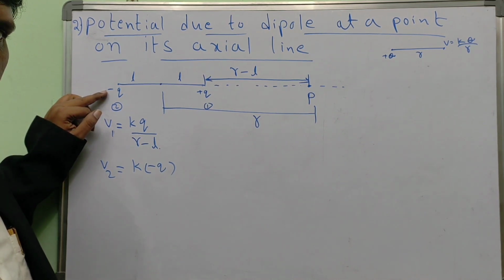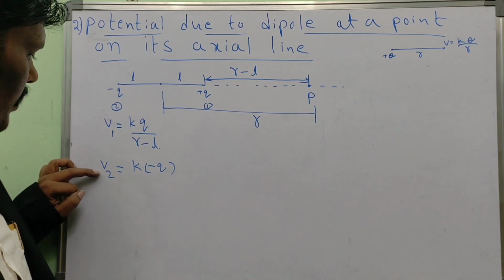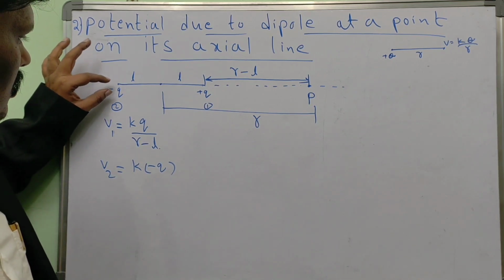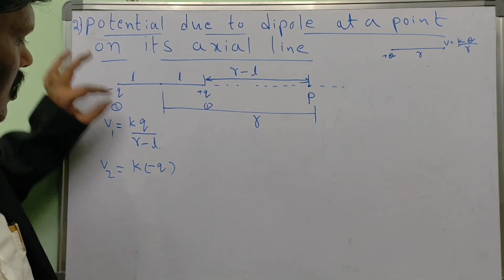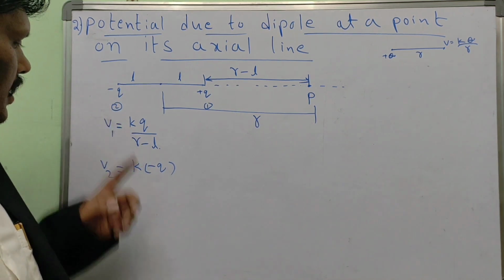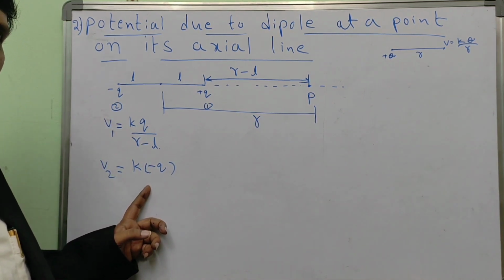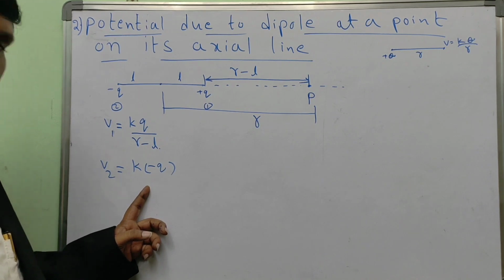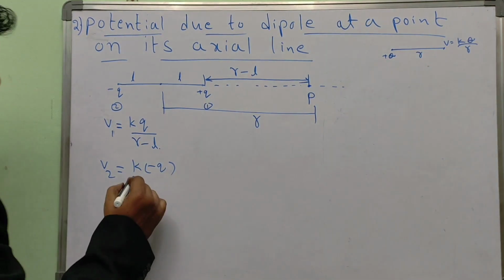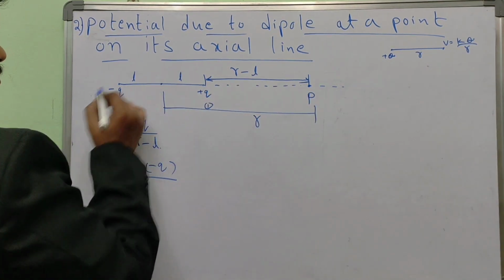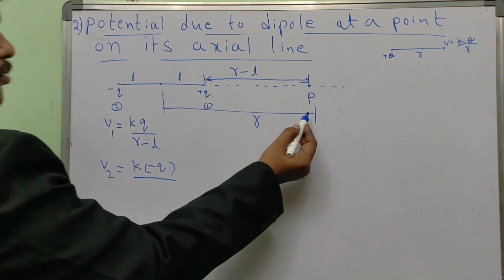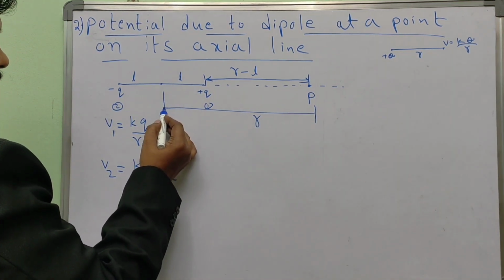Why? Because scalars have no direction. That's why, while calculating magnitude, take the quantity charge along with the symbol. So this is the negative charge, meaning we need to take the negative charge along with the symbol. I need to substitute in the formula: K into minus Q by the distance of the point from the second charge, the negative charge.